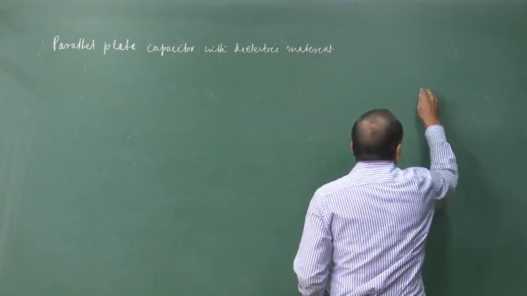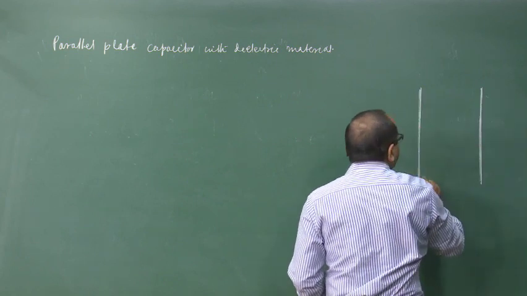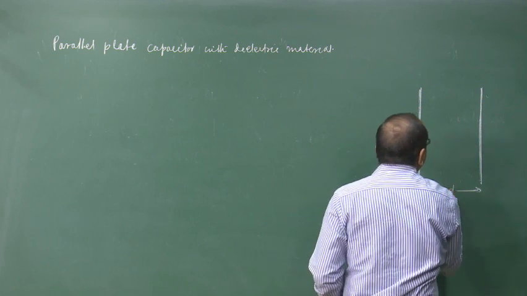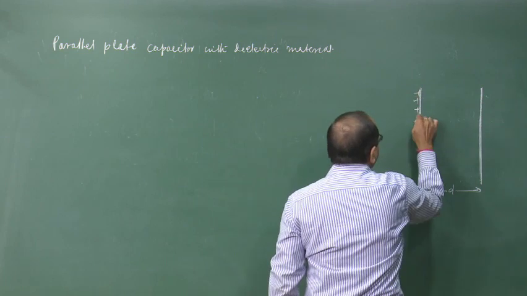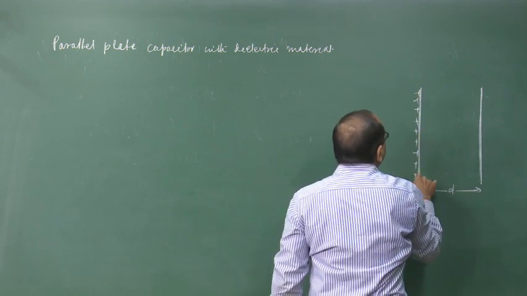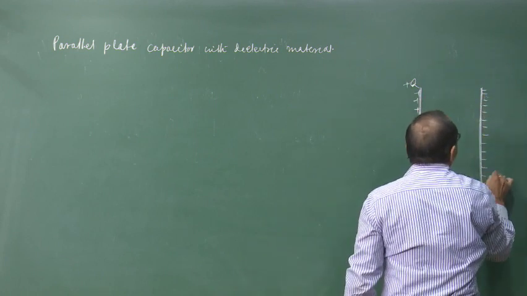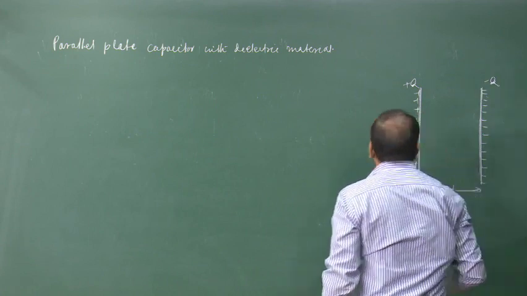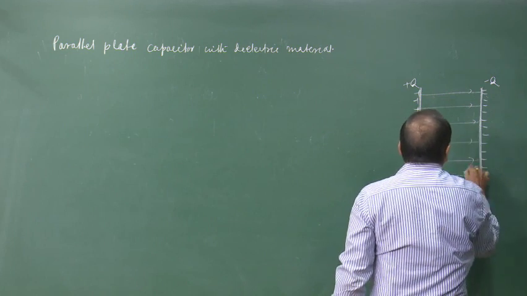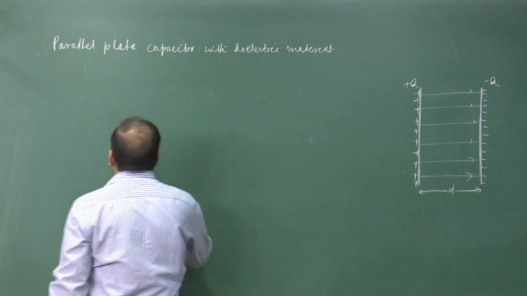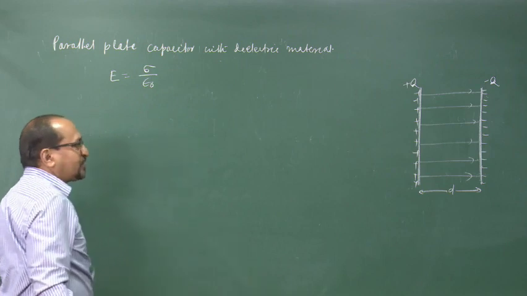Okay. Suppose this is a parallel plate capacitor consisting of two parallel conducting plates separated by a distance d, and the gap between them is air. We have given charge plus q to this side and minus q to the other side. A uniform electric field exists between the plates, and using Gauss law we have calculated that the electric field is sigma by epsilon naught, where sigma is the surface charge density.